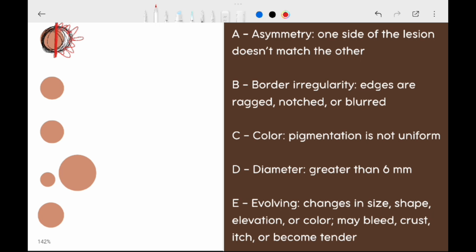B. Border. So, our normal moles look like this, a circle. Our normal mole has a border that is smooth and consistent. It's just like that. But if our border becomes jagged, or looks like a splat of paint, that could be a warning sign.